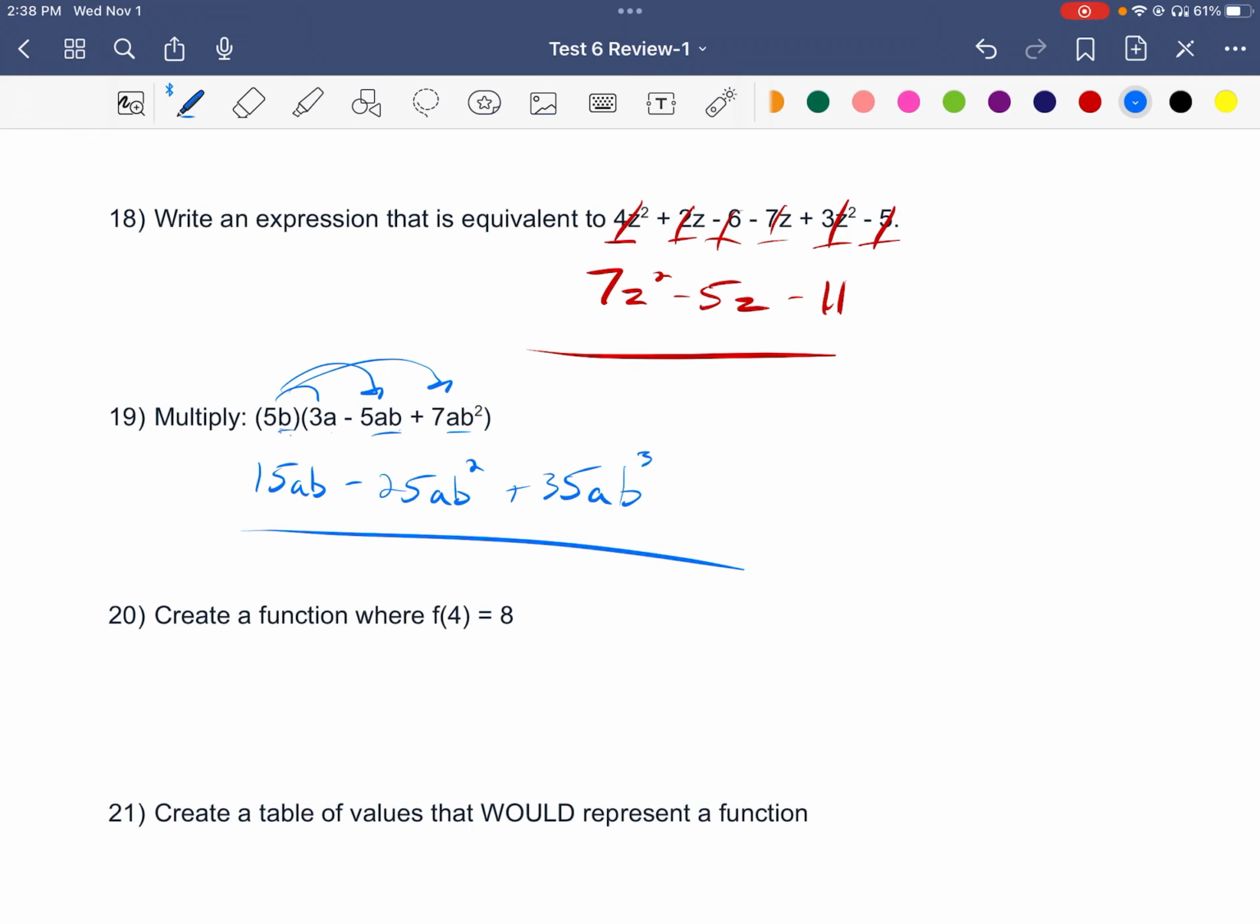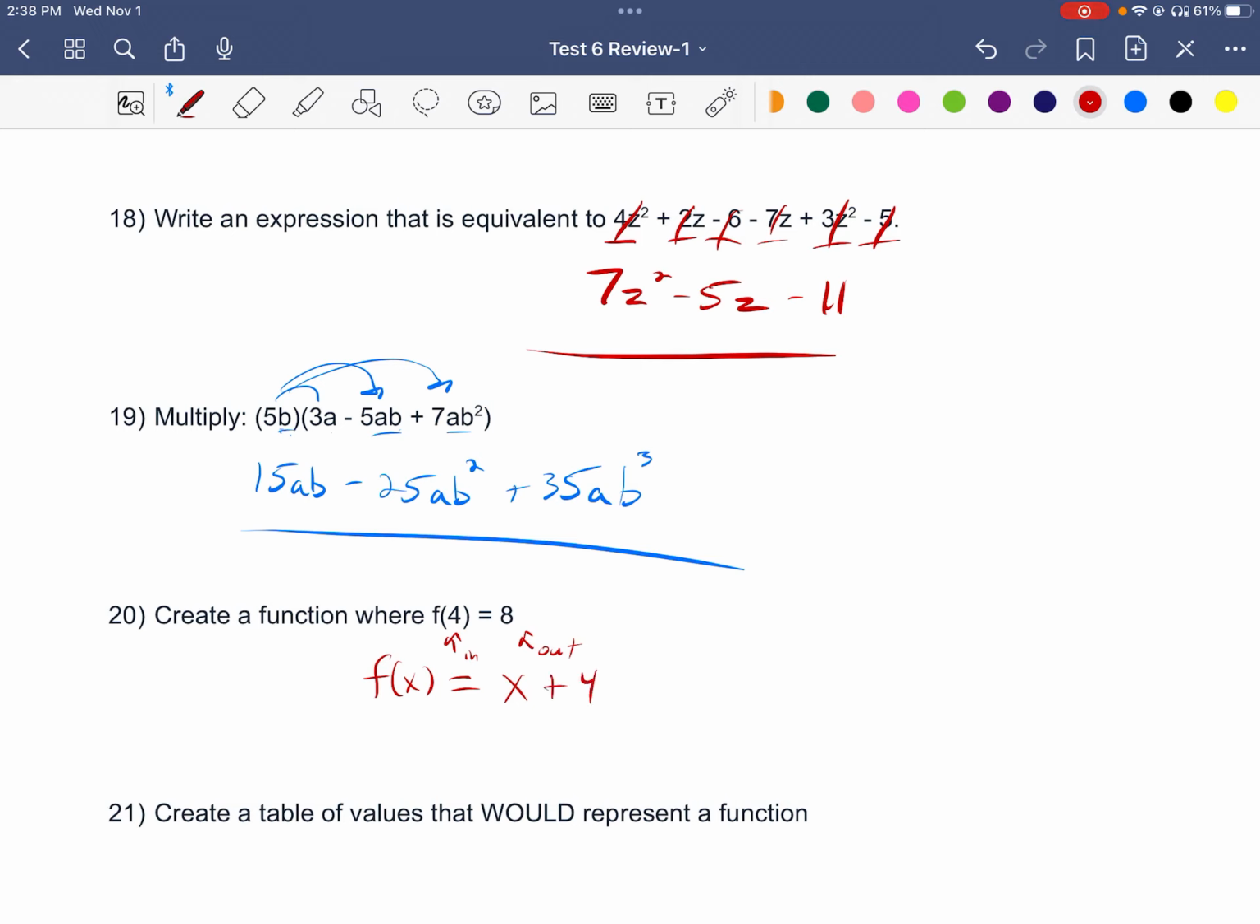Create a function where f of 4 equals 8. All right, so we want to create a function where when we input a 4, our output is 8. Lots of different answers you could have here. Just understanding that whatever I put for x, so if I'm inputting an x there, I would do it like that. That would work. If I put in a 4 for x, that's going to give me 8.